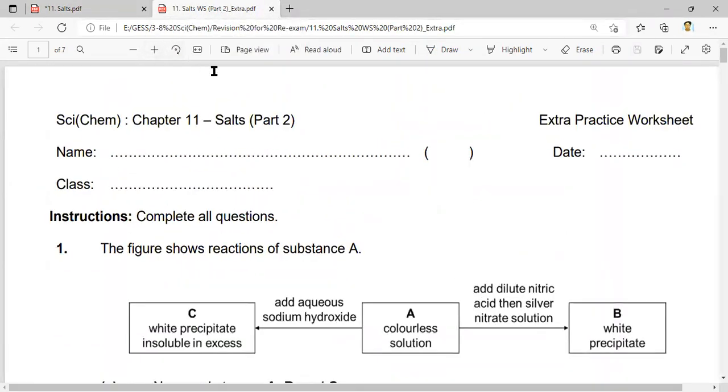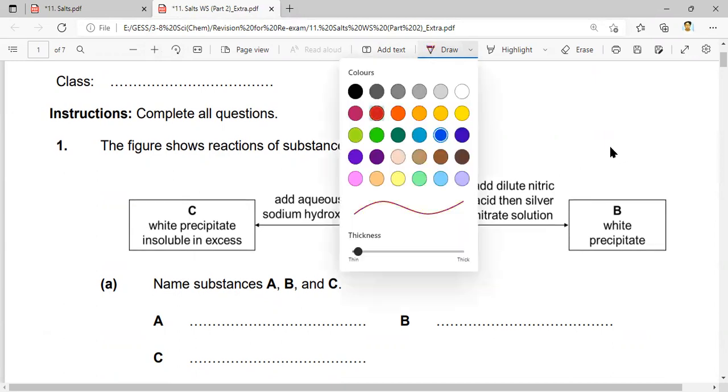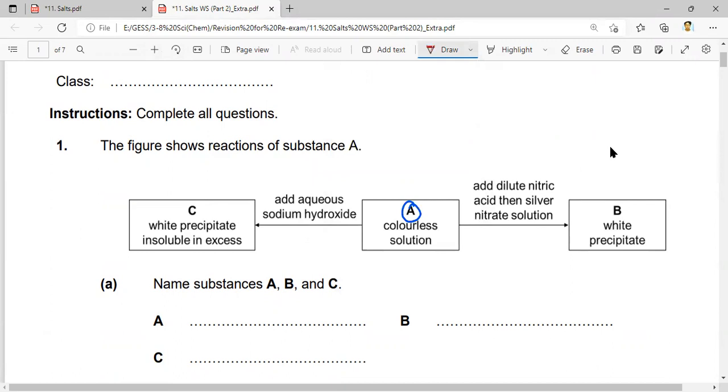So this is the typical combined science question that likes to come out, and normally is worth quite a fair bit of marks. So let's look at it. The figure shows a reaction of substance A. So A is over here. So what are the reactions? How to understand this diagram? To A, I add sodium hydroxide. To A, I add dilute nitric acid, then silver nitrate. So these are two different reactions that are happening here.